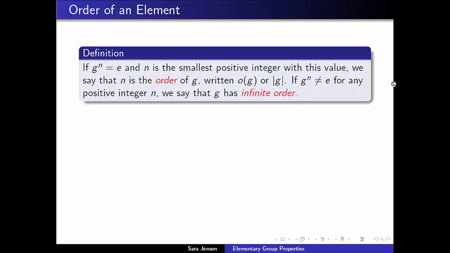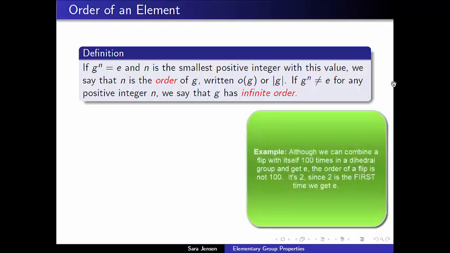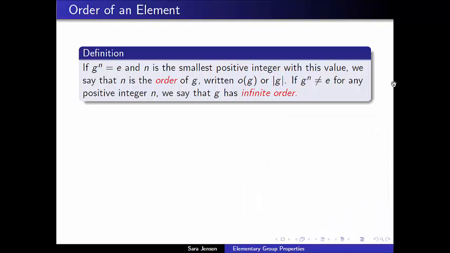However, this is a special property. It need not be the case that there is some positive integer n for which g to the n is equal to the identity at all. That may just never happen, and if that never happens, then we will say that an element has infinite order. So if there is some finite positive integer n for which g to the n is equal to the identity, then there is a smallest such, and that smallest such positive integer will be the order of the element g. If no such positive integer exists, the element has infinite order.